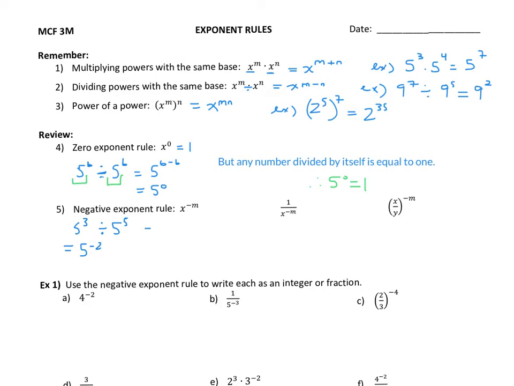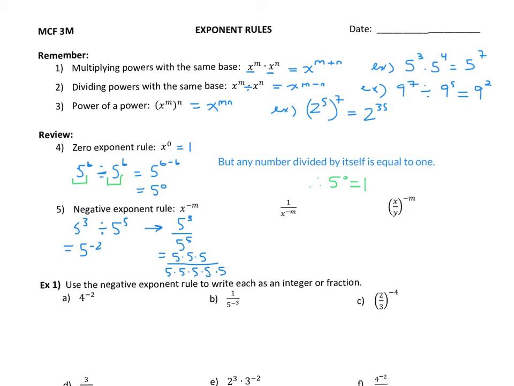Now let's consider writing this another way. That's the same thing as 5 to the 3 divided by 5 to the 5, which really means I have 3 factors of 5 on the top being multiplied together, and I have 5 factors of 5 being multiplied together on the bottom. And when we're multiplying and dividing things, it doesn't really matter what order we do that in.